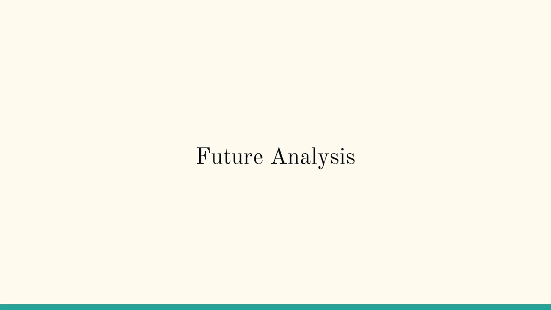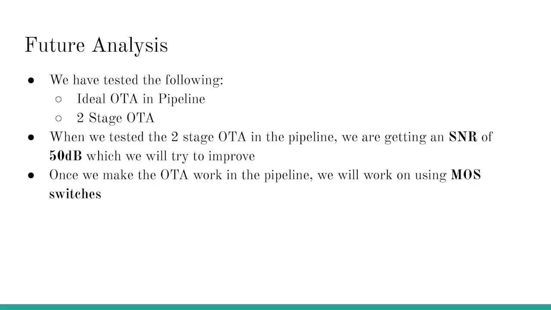At the moment, we have simulated the ideal OTA in the pipeline, and we have also designed the two-stage OTA. When we try to use the two-stage OTA in the pipeline, we are getting an SNR of 50 dB, which is low. So in the future, we will try to improve this SNR. Also, once we are able to make the two-stage OTA work in the pipeline, then we will work on designing the MOS switches and implementing them in our circuit.